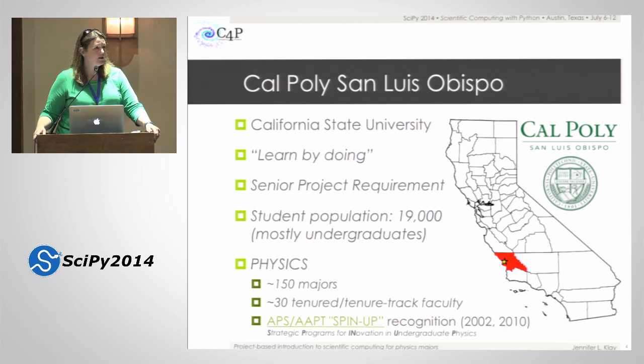Our student population is mostly undergraduates, about 19,000, and we are slated to grow by about 25% over the next 10 years, I think they want to do. In our physics department, we have about 150 majors and 30 tenured and tenure-track faculty. And the reason we have such a good student-to-faculty ratio in physics is because Cal Poly has a very large engineering program, and all of them need to take introductory physics.